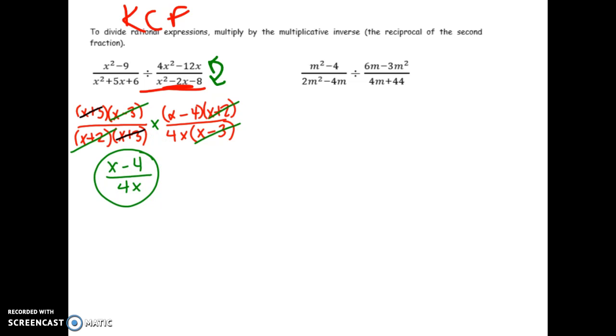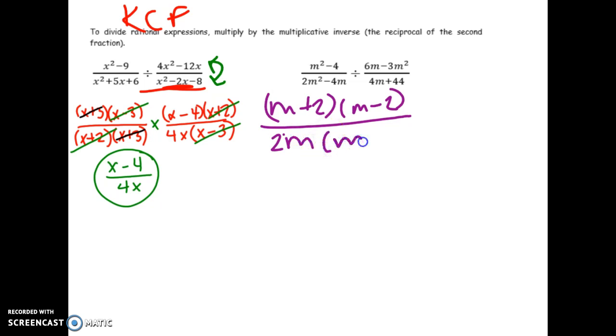All right, so second problem. We've got, on the top, m plus 2 and m minus 2. On the bottom of the first one, the denominator, I'm going to pull out a 2m. I'm left with m minus 2. I'm just going to cancel those guys right now. Then, since it's division, we change it to multiply and then flip.